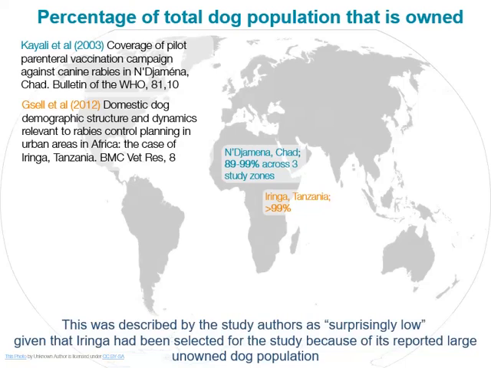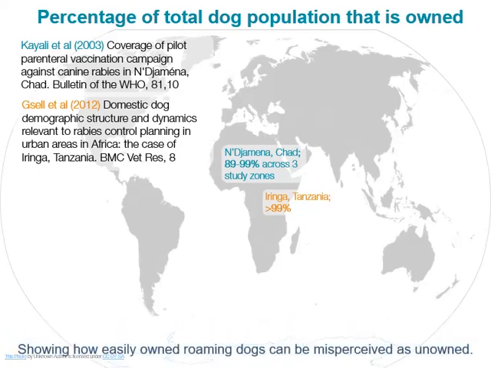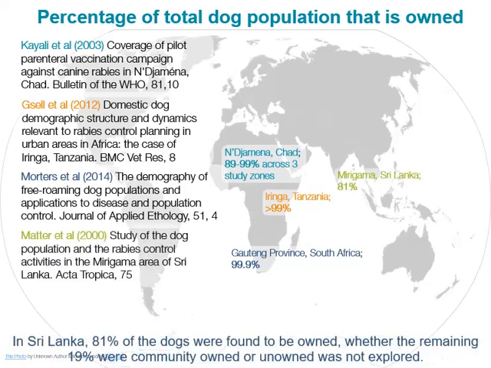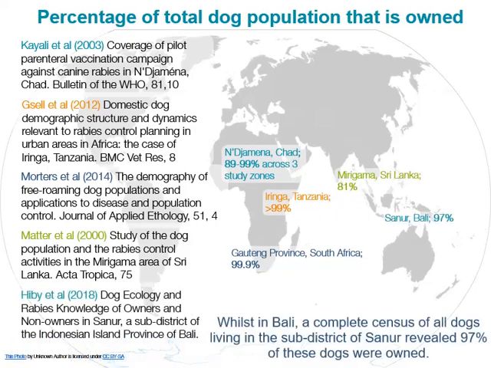This was described by the study authors as surprisingly low, given that Iringa had been selected for the study because of its reported large unowned dog population, showing how easily owned roaming dogs can be misperceived as unowned. In South Africa, an in-depth longitudinal study of all dogs living in 2 communities revealed just 2 unowned dogs out of several hundred owned dogs. In Sri Lanka, 81% of the dogs were found to be owned. Whether the remaining 19% were community-owned or unowned was not explored. Whilst in Bali, a complete census of all dogs living in the sub-district of Sanur revealed 97% of these dogs were owned.